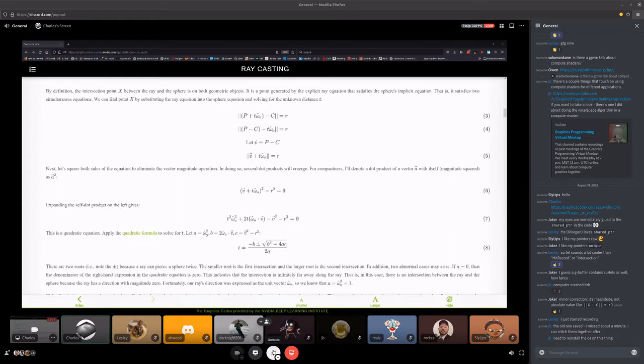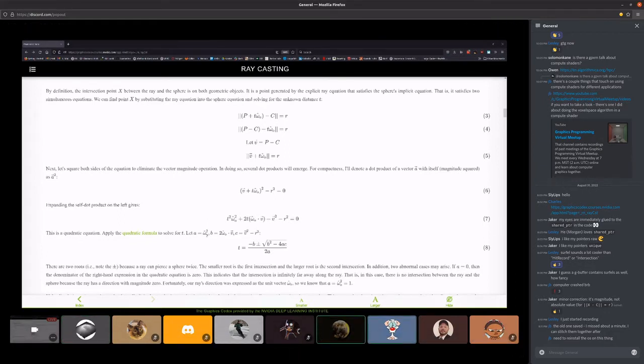Or no points at all, in which case would you get an imaginary number? Probably, yeah, I think so. That's a weird thought because it implies if a ray doesn't intersect a sphere, it still intersects the sphere, just in the imaginary plane. Whoa. Hmm.